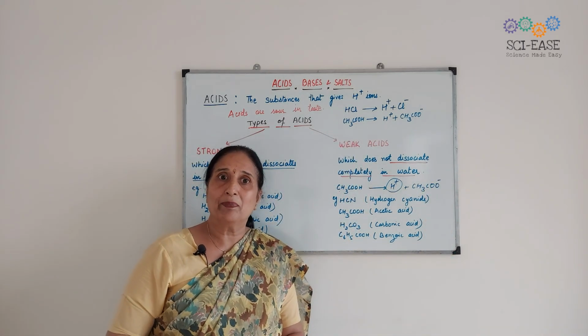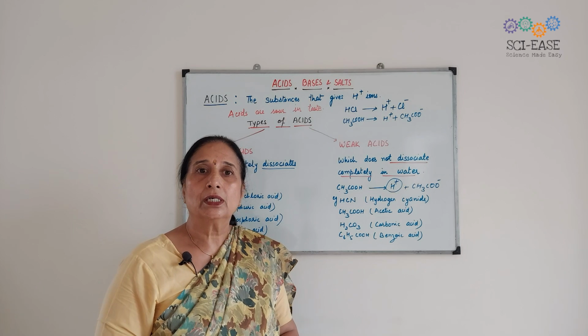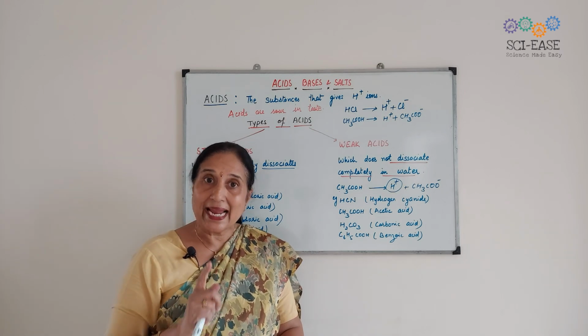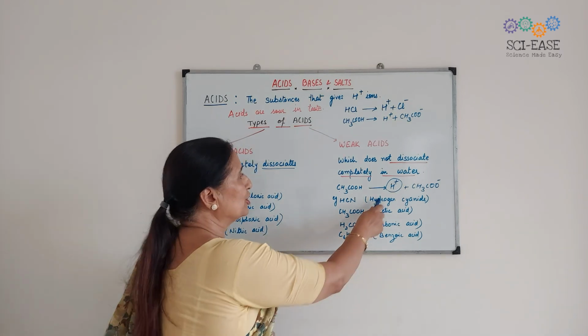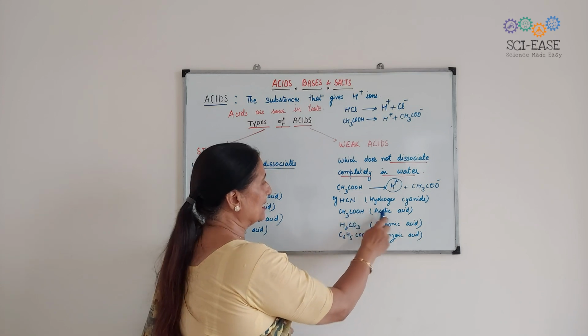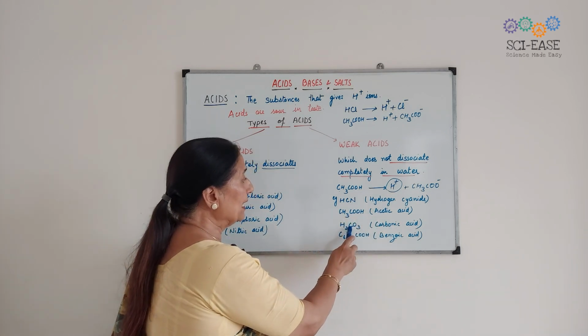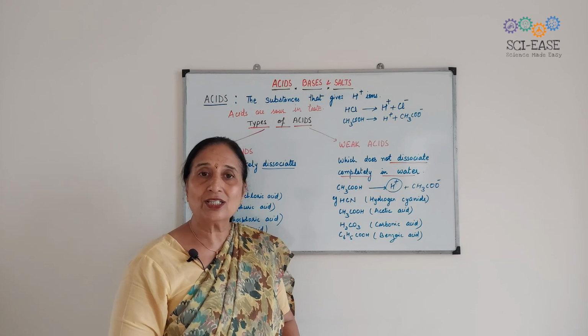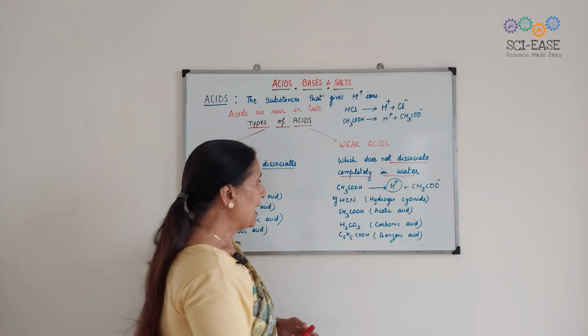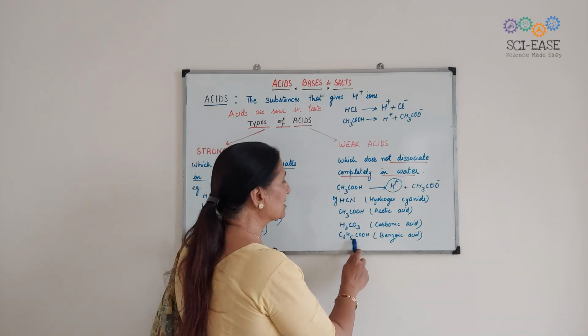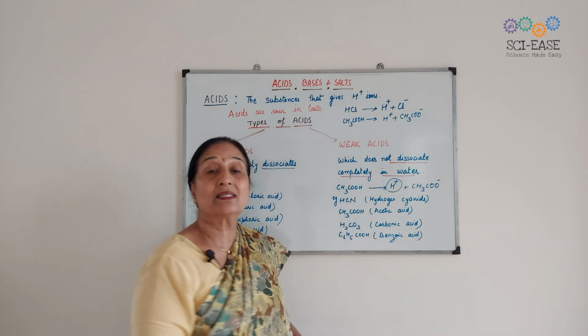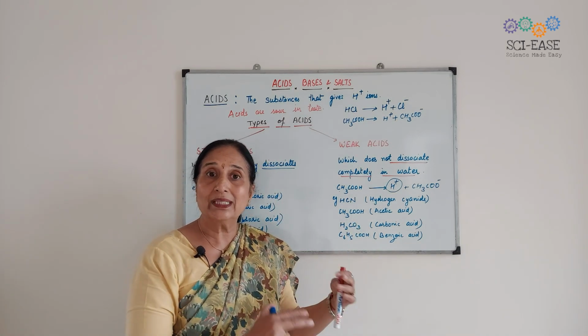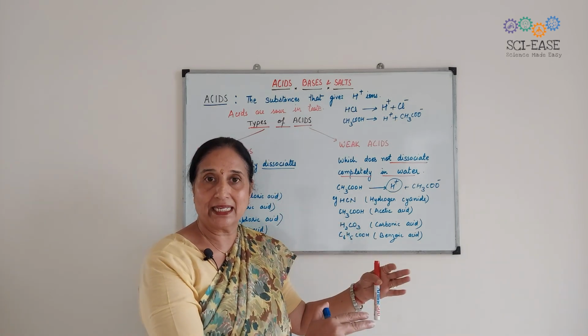Some other examples of weak acids are HCN, that is hydrogen cyanide. Acetic acid I have told you. Then there is carbonic acid, H2CO3. That is also a weak acid. And the next one is C6H5COOH, that is benzoic acid. So these are strong and weak acids.